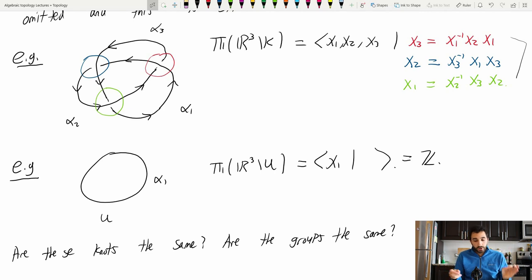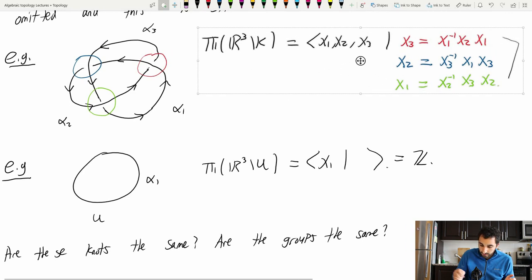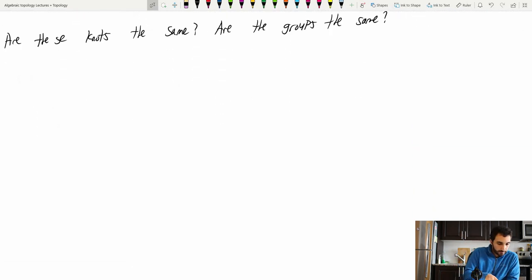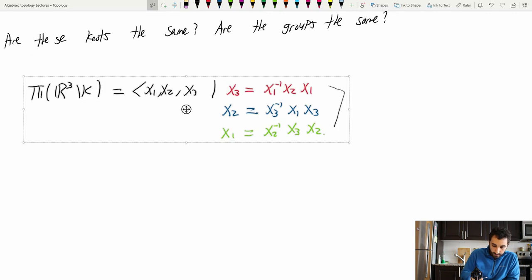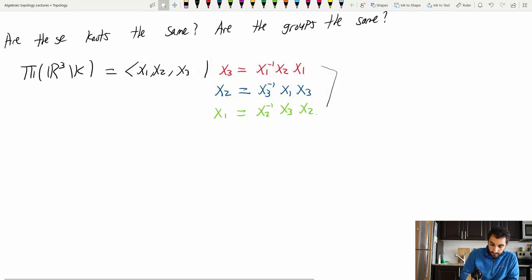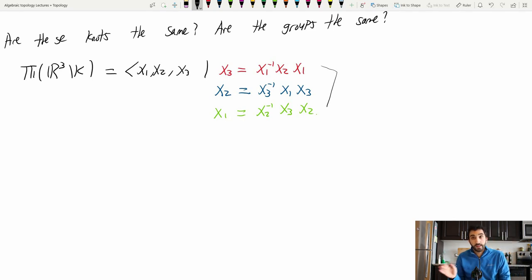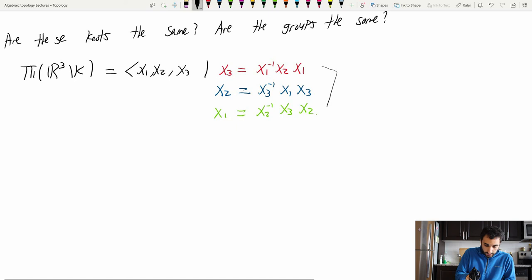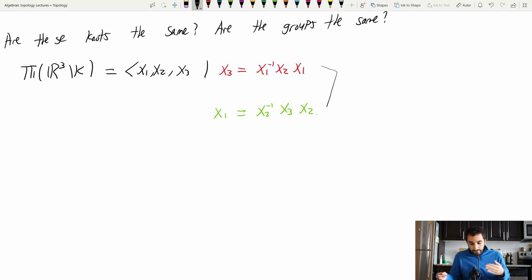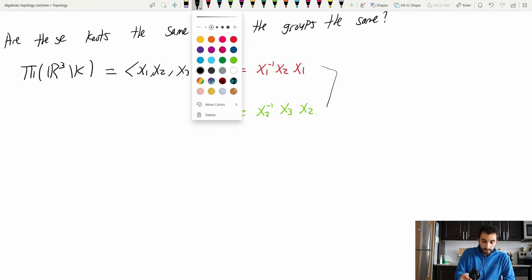And the next little bit, I'm going to show you how to see that these groups are honestly different. So let's take this presentation, simplify it a little bit, and see what we have. All right. Now, recall that I can always throw away one of these relations. So I'll throw out the second relation. Just ignore that. And also, I have x3 in terms of x1 and x2, so I can get rid of that generator, essentially.